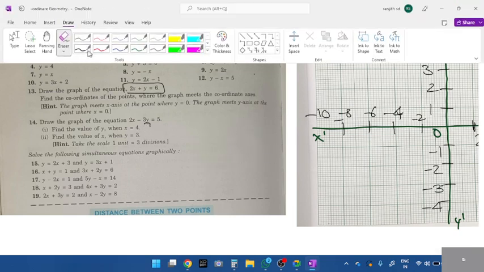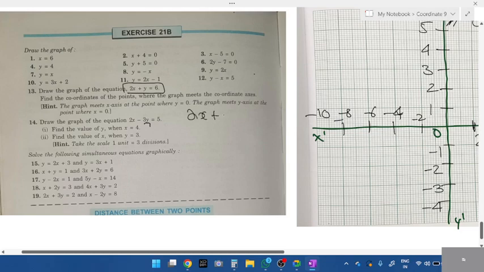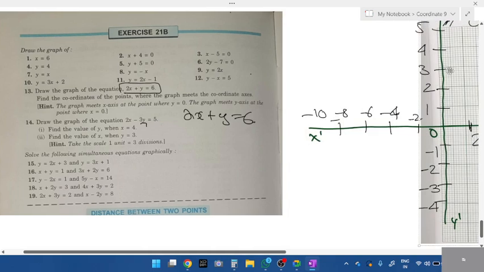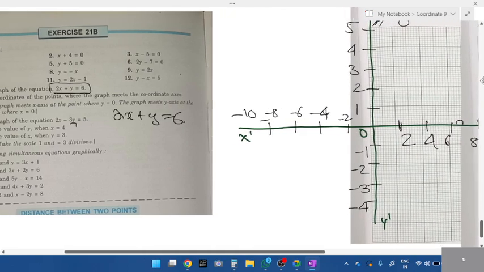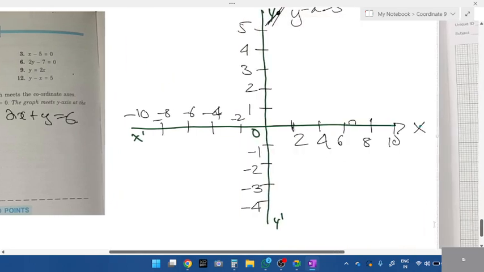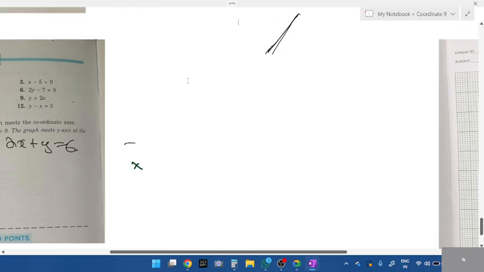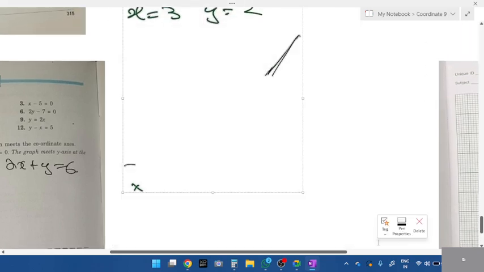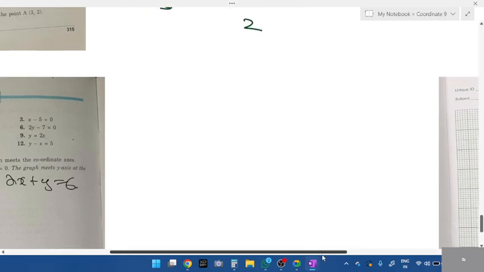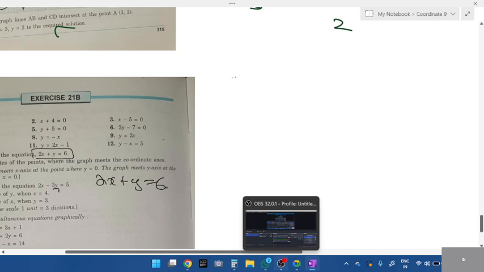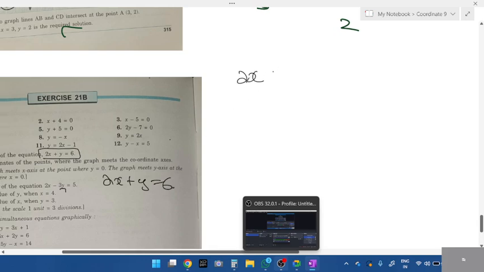What's the equation given? 2x plus y is equal to 6. Okay, this one question I'll teach you all. Look here, I'll tell you the proper way to solve. Stop writing. All of you will stop writing. Look at the screen. This one question, do it step by step, and other questions follow the same way. First thing, take the equation, students. 2x plus y is equal to 6.